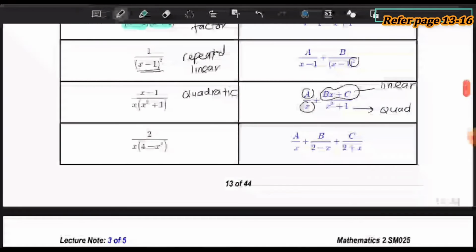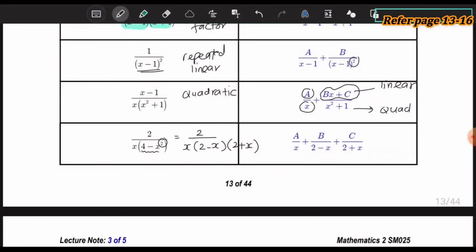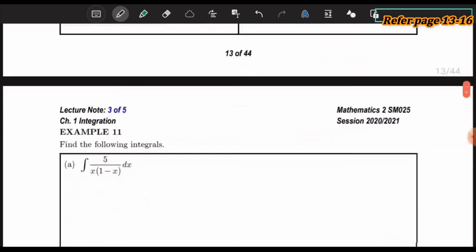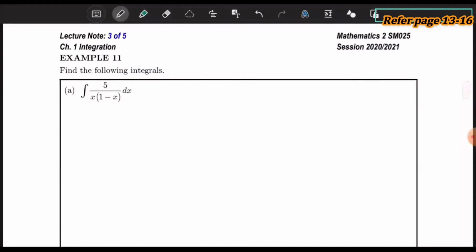Next, 2 over x times 4 minus x squared. At first, for this factor, this is a quadratic factor, but we need to factorize. We have 2 over x times 2 minus x, 2 plus x. You need to use linear factor, except for a quadratic factor that cannot be factorized. For the quadratic that cannot be factorized, we need to use bx plus c or ax plus b as the numerator. Okay, class? So, we go to example number 11.